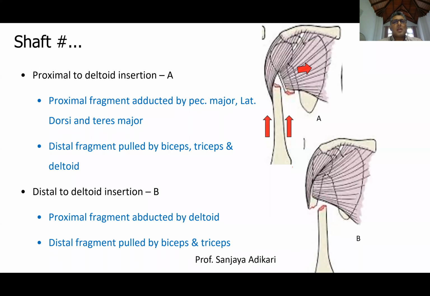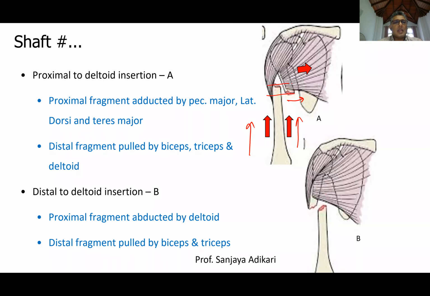Now for a fracture proximal to the deltoid insertion, what will happen to the two fragments? The anatomical explanation is that the proximal fragment is pulled in by the action of the deltoid and the pectoralis major muscle, as you can see here. And the distal fragment is pulled up by the action of the biceps and triceps muscles. Ultimately, there is shortening of the bone here.